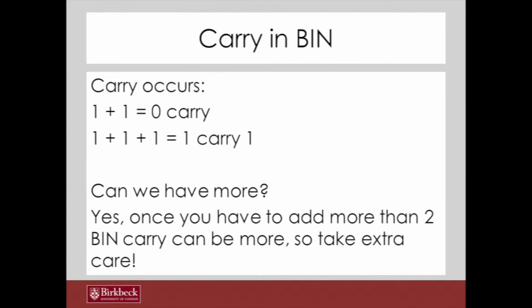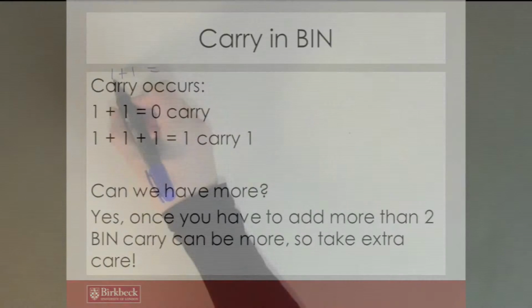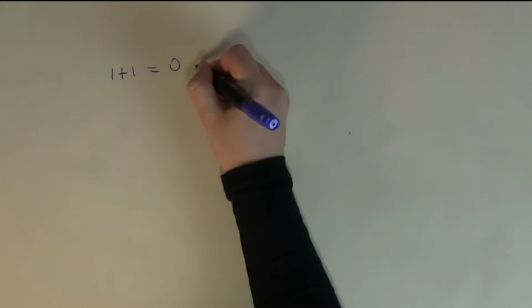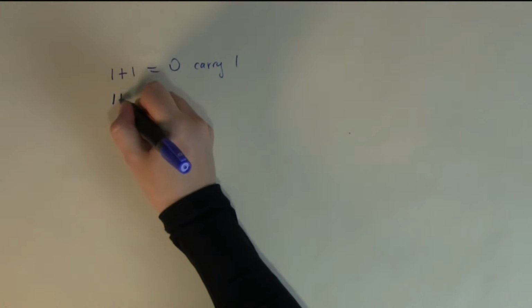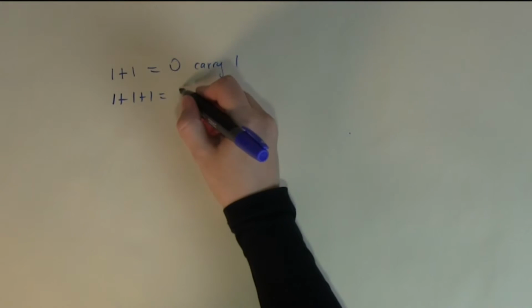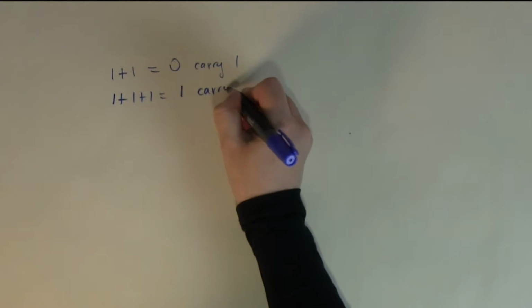Now, when it comes to addition and when it comes to carrying, in binary numbers, we have got 2 carries. The first carry appears when you have to add 2 ones together, then you record 0 and carry 1. And the other carry appears when we have 3 ones and we have to record 1 and carry 1. Now the question is, could we have more than these 2 options? And yes, once you have to add more than 2 binary numbers, carry can be more than these 2. So you need to be very careful on how to record these carries.